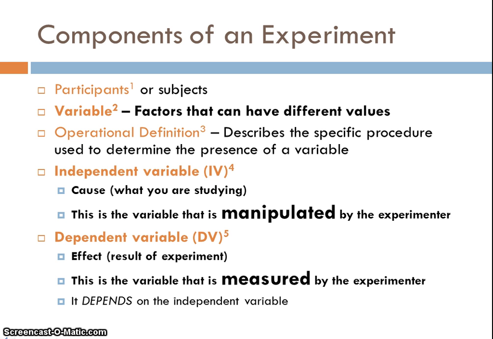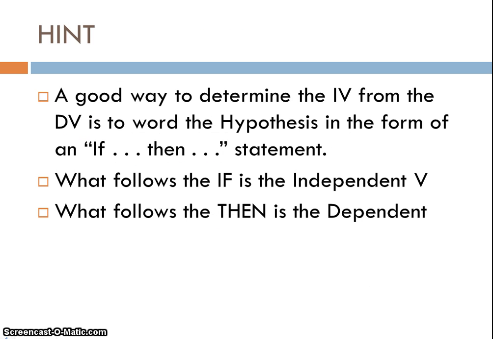The dependent variable, or what it is that Bandura was trying to measure, was the behavior of the children. He wanted to see if the children were doing what the adults had done. The dependent variable depends on the independent variable. If you get confused with the independent versus the dependent variable, it might help if you make an if-then statement. So a good way to identify the independent variable from the dependent variable is make an if-then statement.